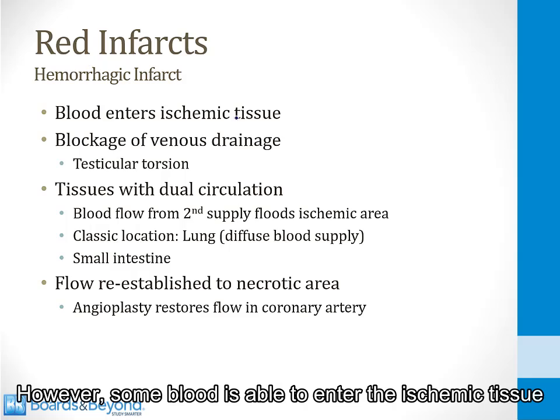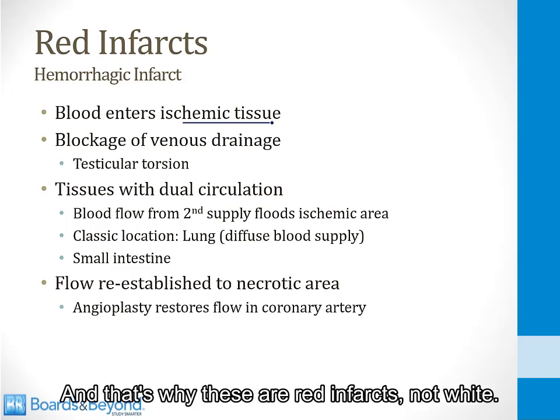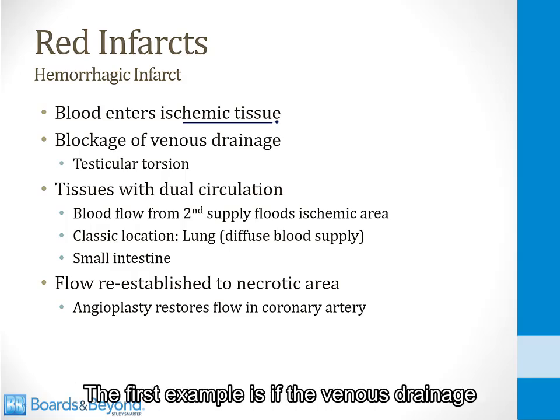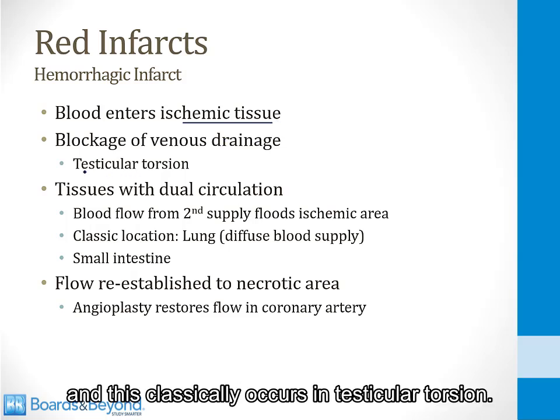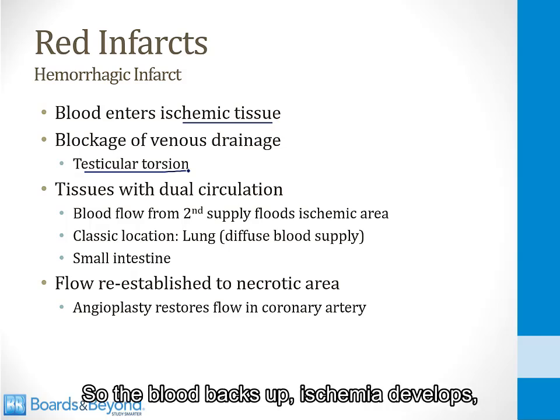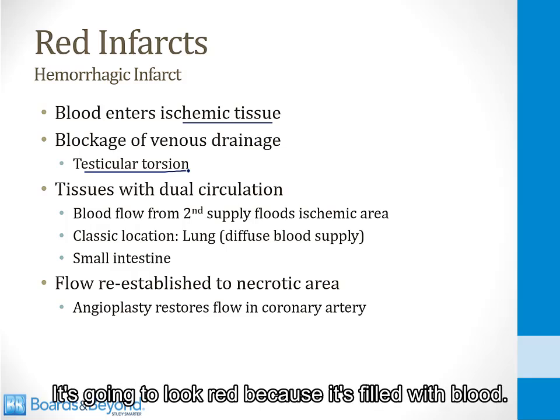However, some blood is able to enter the ischemic tissue and give the tissue a red color, and that's why these are red infarcts, not white. There's a couple of reasons why this can occur. The first example is if the venous drainage from a tissue is blocked, and this classically occurs in testicular torsion. So in torsion, the testicle's blood cannot drain, so the blood backs up, ischemia develops, there's ischemic necrosis, but the testicle is not going to look white, it's going to look red because it's filled with blood.